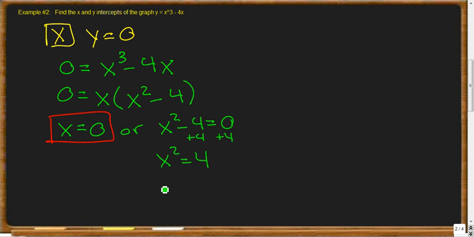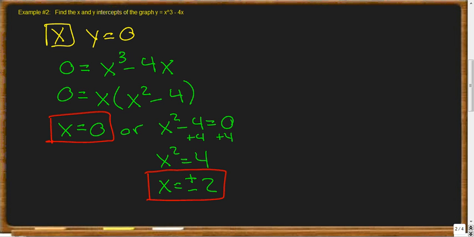And like the last example, remember, don't forget the positive and negative. We take the square root of both sides. So we're going to get x equals positive or negative 2. So these are our x-intercepts. So we actually have 3, which we could have as many as 3 because this is a cube.